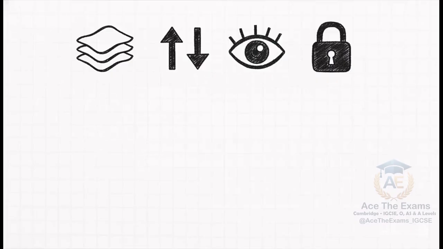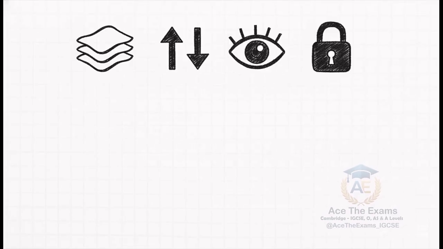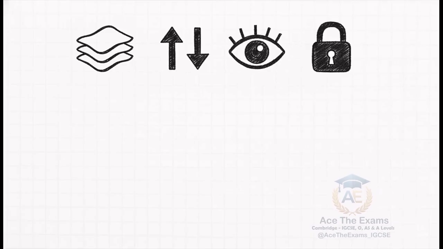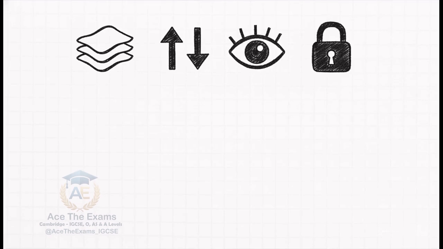To ensure you never blank out under the extreme pressure of the exam timer, I'm giving you the ultimate cheat sheet. It's a quick memory hack. Take the first letters of our 4 core tools right now. L-O-V-L. Layers, order, visibility, lock. Say it with me, L-O-V-L. You can use L-O-V-L or make up your own creative mnemonic.